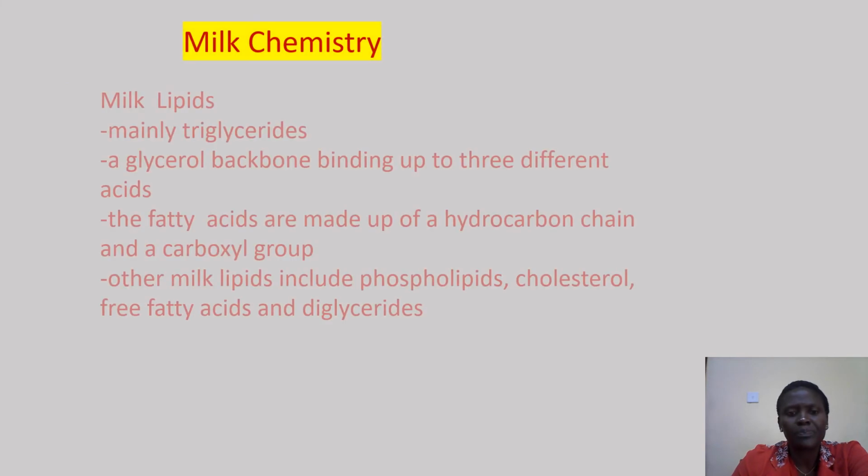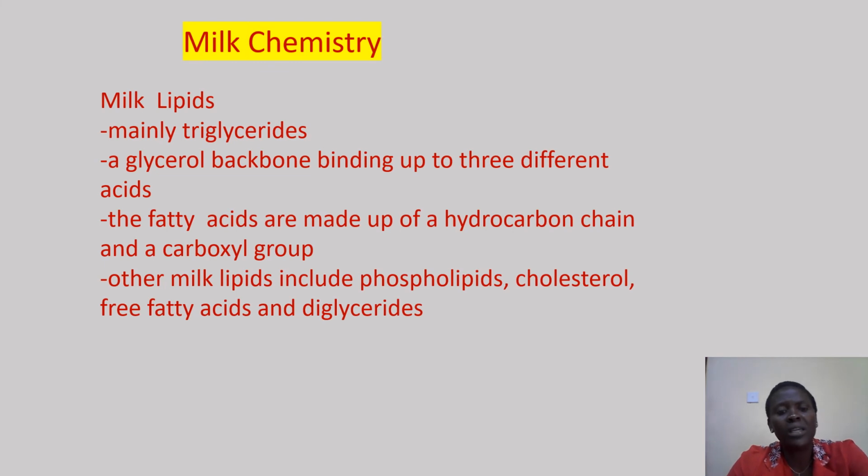Milk chemistry. Milk chemistry includes milk lipids. The milk lipids we have are mainly triglycerides, which are a glycerol backbone binding up to 3 different acids. We also have the fatty acids, which are made up of a hydrocarbon chain and a carboxyl group. Other milk lipids include phospholipids, cholesterol, free fatty acids, and diglycerides.